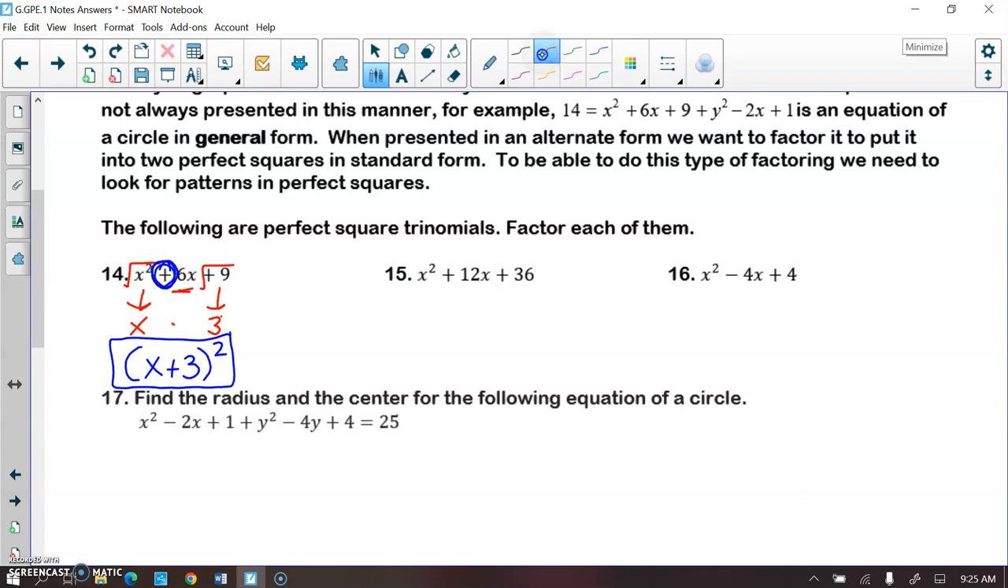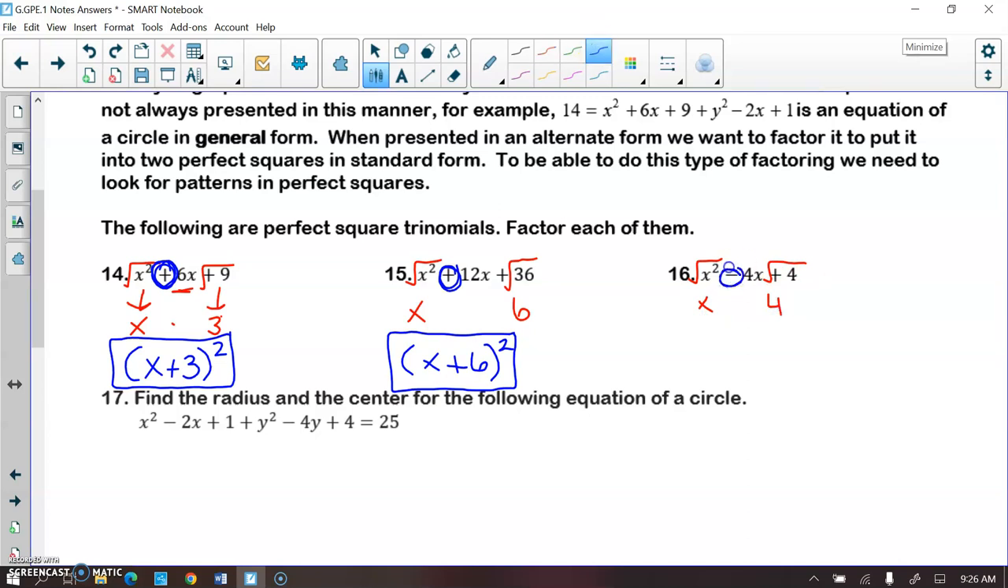So for the next one, same thing. Square root of my first term is x, square root of my last term is 6, and you take the operation in between your first and second term, and then you square it. My next one, square root of my first term is x, square root of my last term is 4. And then you take the operation in between your first and second term, which is a minus, and you square it.